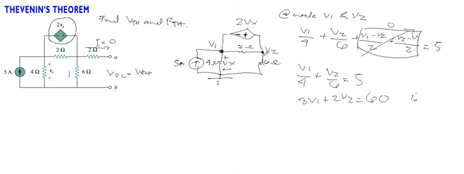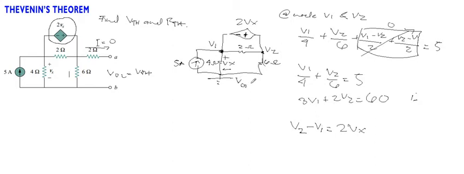For equation 2, since they are a supernode, we have V1 minus V2. No, it's not, because we have negative here, positive here. So, meaning, what should happen here is we have V2 minus V1 is equal to 2Vx. So, how is that? We have one equation, then we have 3 variables here. So, how do we remove this Vx? Right?